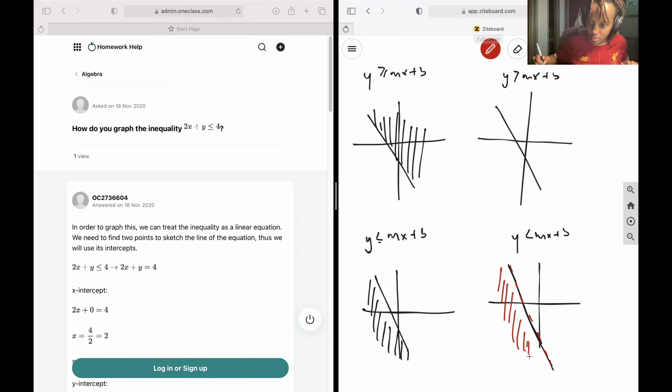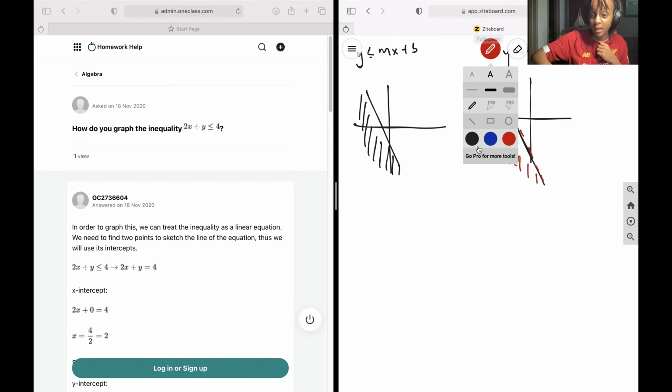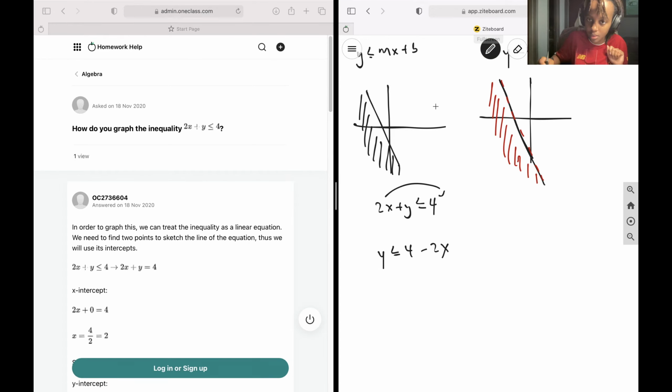Okay, so for this problem, we again want to isolate for y. So it's less than or equal to 4. So let's move this 2x over here, and we get y is less than or equal to 4 minus 2x. And so the inequality we have is in the form of the third one. And we just need to graph the line.